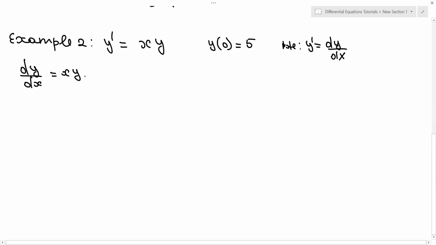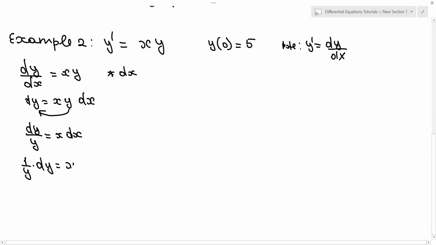So what we can do in this example, I will explain easily. I just multiply every part by dx, so we have dy is equal to x times y times dx. After that, we should move this y under the dy. So we have dy over y is equal to x times dx. To make it a little simpler, we can write 1 over y times dy is equal to x times dx. So you know the next move: integrate both parts.